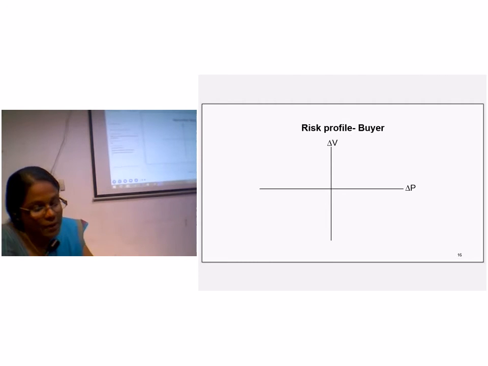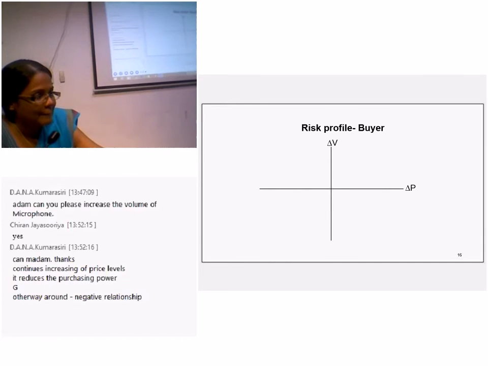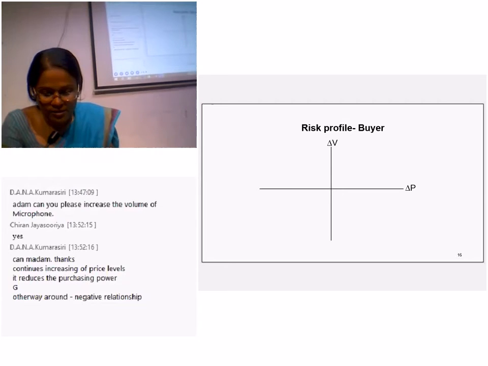Now, assume you are the buyer. Same example, wheat buyer. What can be the risk profile? What is the shape? The online users, you can just give me a hint on the risk profile. Physical participants, yes, you can draw. Okay, good. I got the answer. Yeah, the other way around, right? Or a negative relationship. Okay, so it is like this.